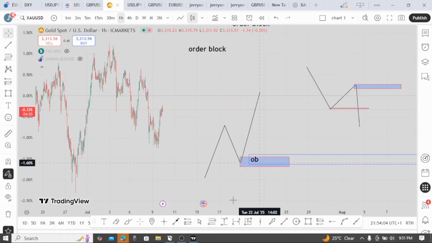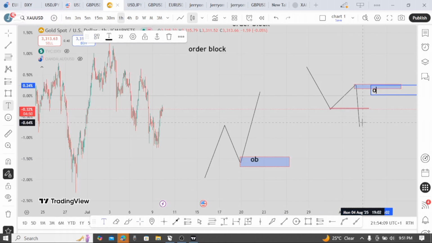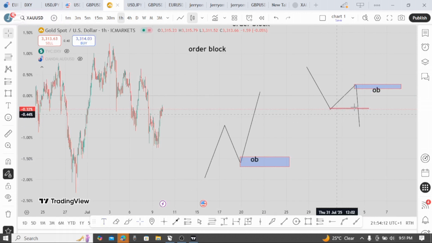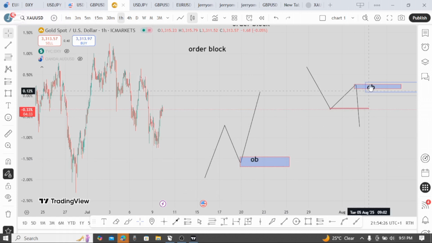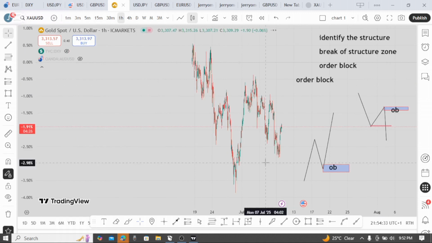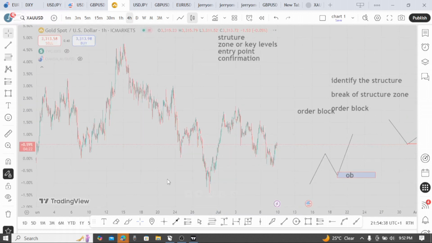Remember, here we said the last sell candle is our order block also. If it's a bullish market structure, the last sell candle at this point is your order block, and in the bearish structure, the last buy candle at this point is your order block. So let me show you this on the chart so that you understand what I mean.